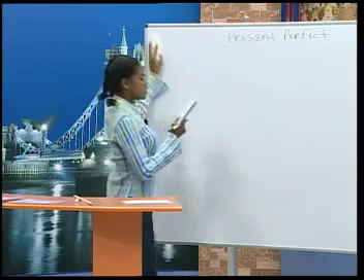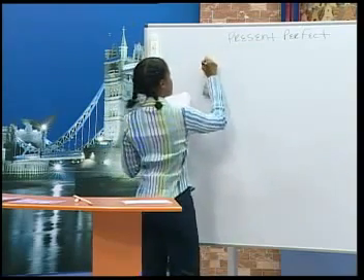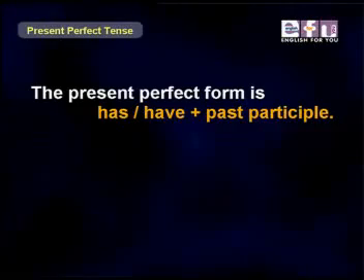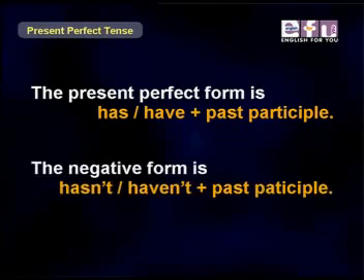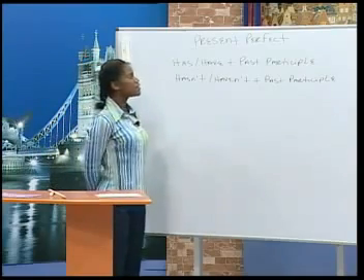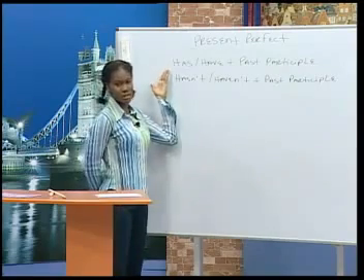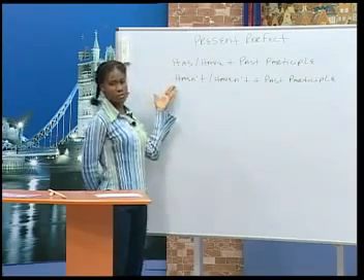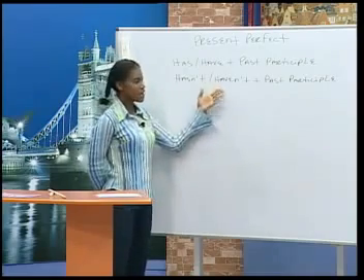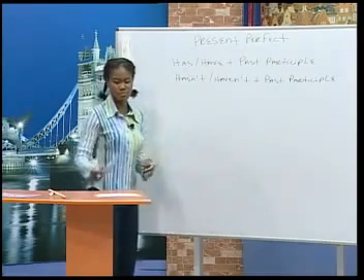Now, as you can see, the present perfect form is has or have plus the past participle. The negative form of the present perfect tense is hasn't or haven't plus the past participle. So the positive present perfect form is has or have plus the past participle. The negative present perfect form is hasn't or haven't plus the past participle.